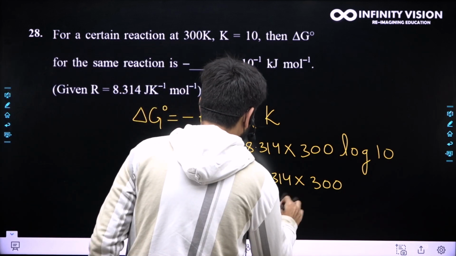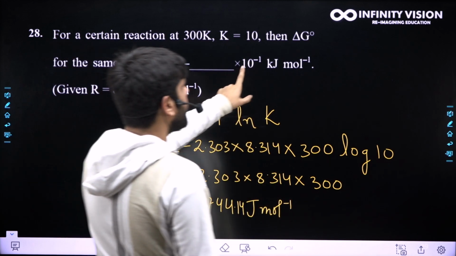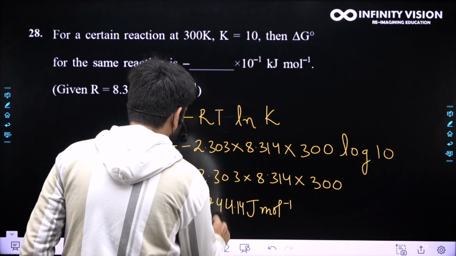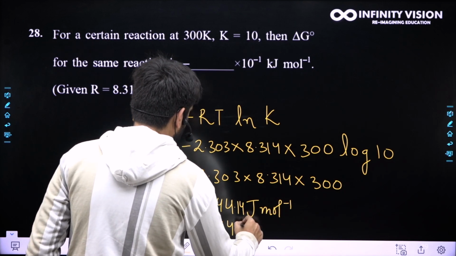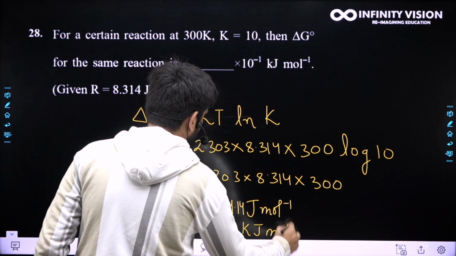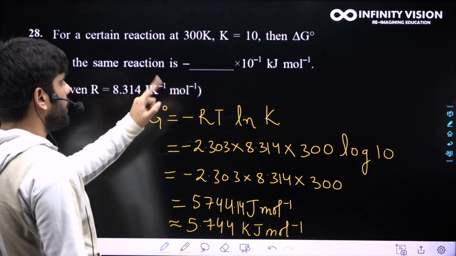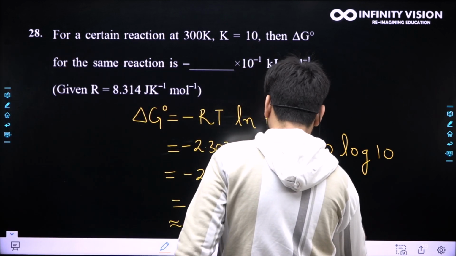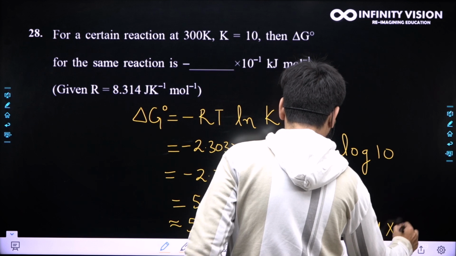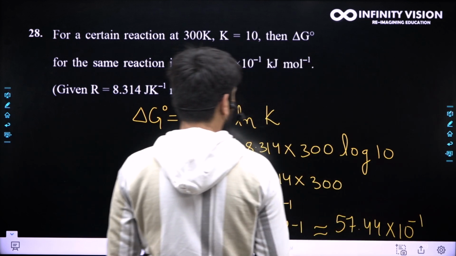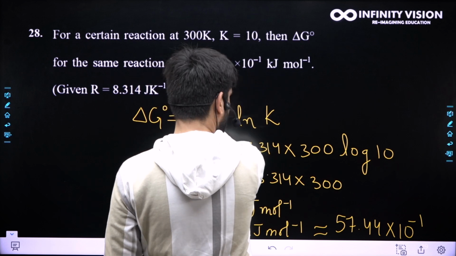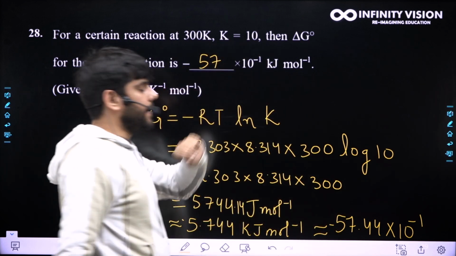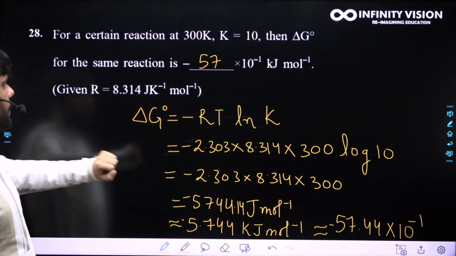Joules per mole. But we are supposed to give the answer in kilojoules. So first let us change it to kilojoules. It would be 5.744 kilojoule per mole. And then they are asking you to give the answer in terms of 10 to the power minus 1. So we can write it as 57.44 into 10 to the power minus 1, right? So let us give the answer. We have the minus over here, so it is minus 57 into 10 to the power minus 1 kilojoule per mole.